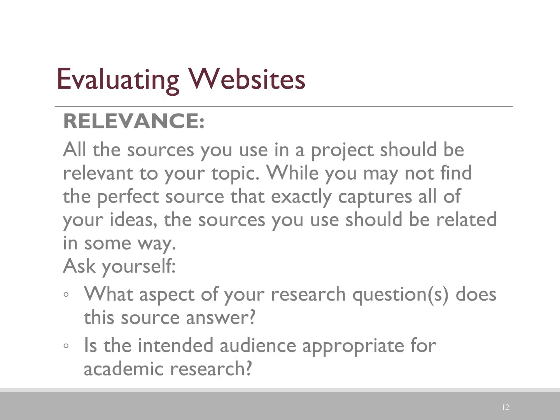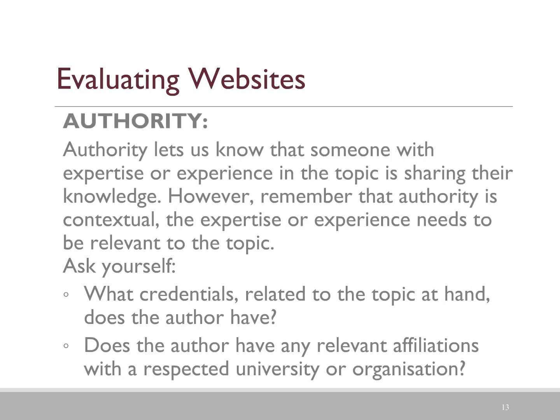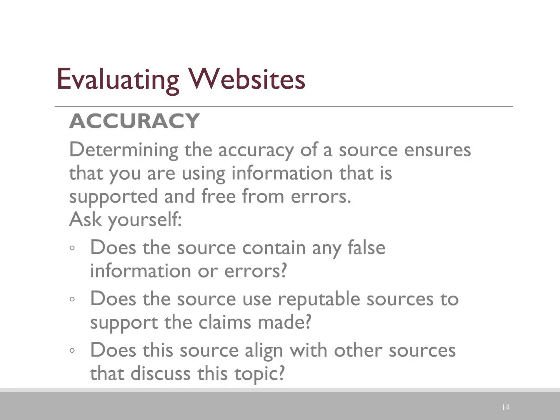Relevance. Ask yourself, what aspect of your research question or questions does this source answer? Is the intended audience appropriate for academic research? Authority. Ask yourself, what credentials related to the topic at hand does the author have? Does the author have any relevant affiliations with a respected university or organization? Accuracy. Ask yourself, does the source contain any false information or errors? Does the source use reputable sources to support the claims made? Does the source align with other sources that discuss this topic?